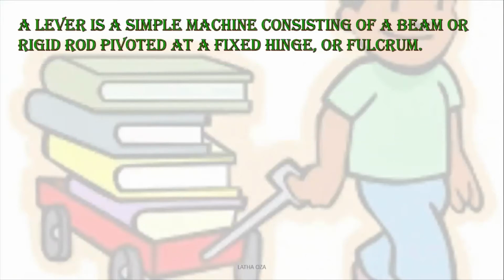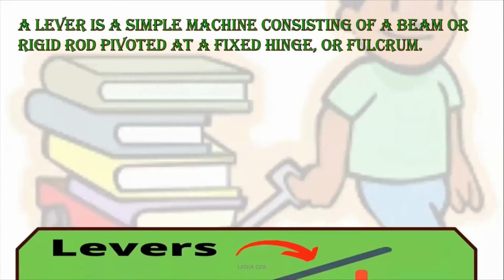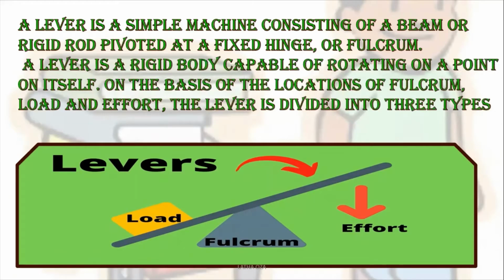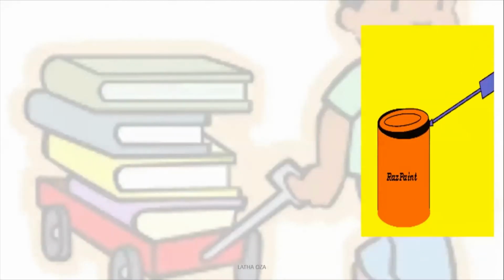Lever is a simple machine which has a rigid bar resting on a pivot. It is used to move a heavy load with one end when pressure is applied on the other. The lever is a rigid body capable of rotating on a point on itself. On the basis of locations of fulcrum, load and effort, the lever can be divided into three types. Let us understand what is load, fulcrum, and effort.